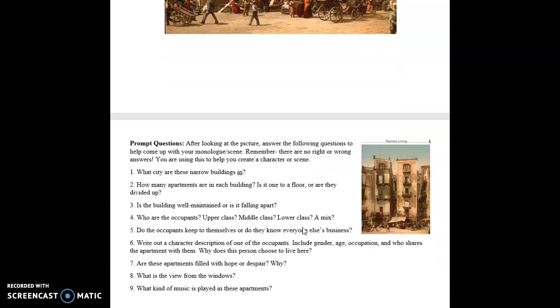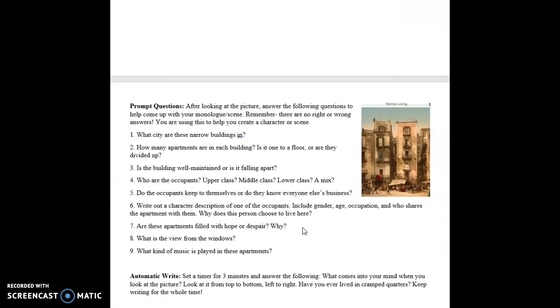Underneath it, you'll find prompt questions and an automatic rate. The prompt questions vary between like 8 to 10 questions, I believe, per picture. And you'll just answer them based on your interpretation of what's happening in the scene of the picture. So there's no right or wrong answers. When it asks a question, I'm not looking for a very specific, straightforward answer for this instance. This is just your creative thinking.